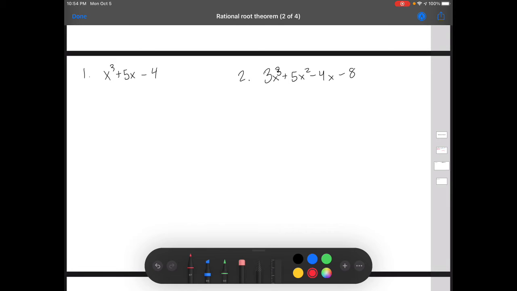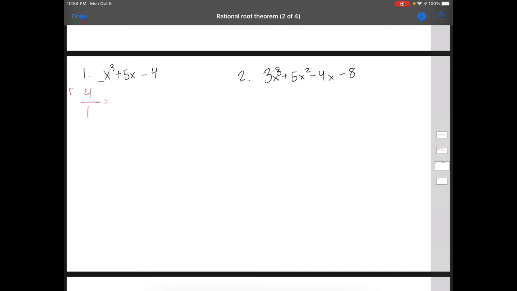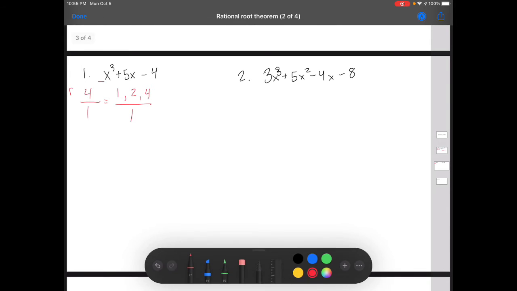So we're going to practice this one. So for number 1, first we do factors of the constant. So factors of 4 over factors of the leading term, which is 1. Right, so first we list all the factors. Factors of 4 are 1, 2, and 4. Factors of 1 are 1.